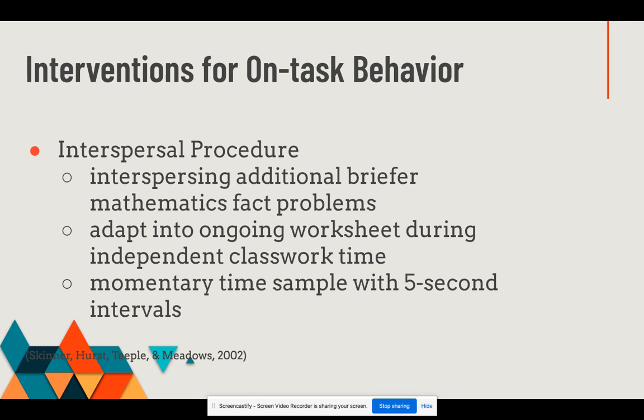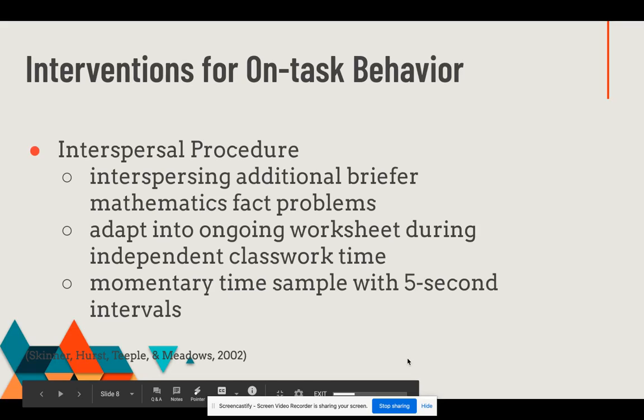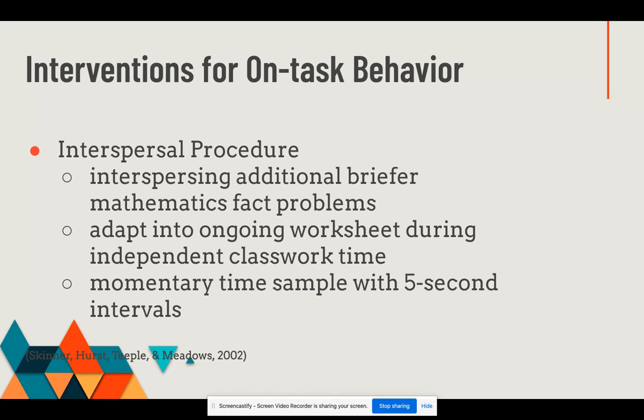These problems will be based on Raj's capability. They can be one-digit addition or subtraction facts. They can also be 0 to 5 multiplication facts. And Raj's class teacher will rate his on-task behavior after every 5-second interval. After every independent classwork time, the percentage of his on-task intervals will be counted as the on-task behavior data.